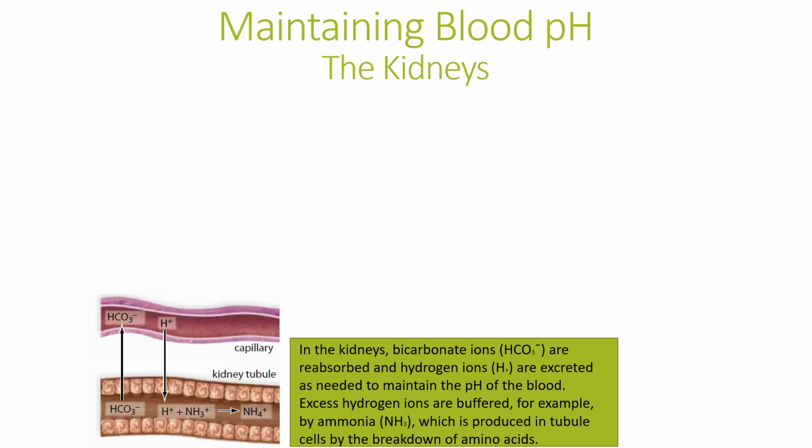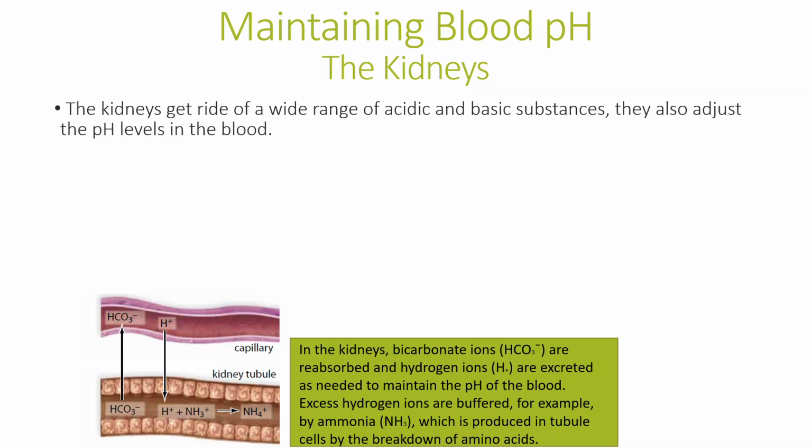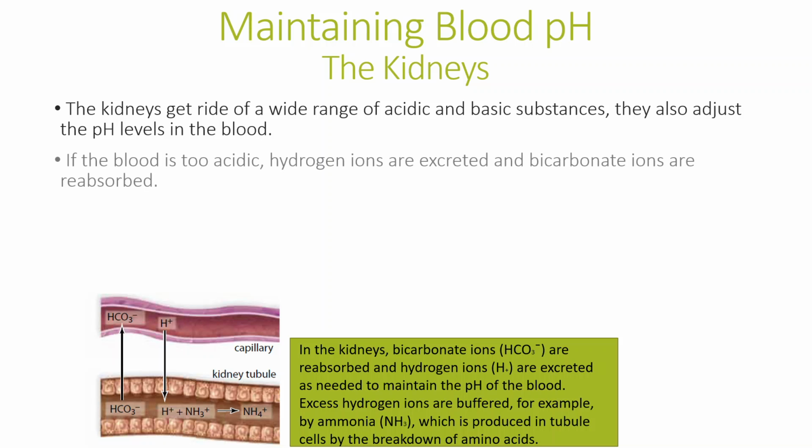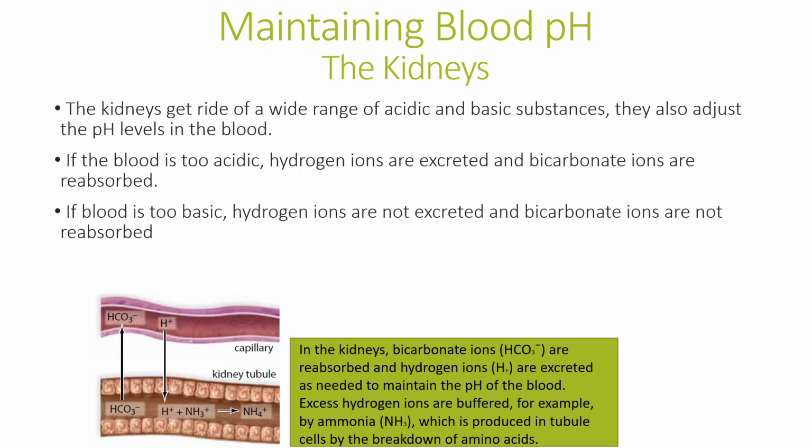The acid-base buffer system and respiration are aided by the more powerful actions of the kidneys to control the acid-base balance in the blood. Only the kidneys can rid the blood of a wide range of acidic and basic substances, which adjusts the pH. Kidneys are slower acting than the other 2 mechanisms, however, they are more powerful in controlling the pH. If the blood is too acidic, hydrogen ions are excreted and bicarbonate ions are reabsorbed. If the blood is too basic, hydrogen is not excreted and bicarbonate ions are not reabsorbed.